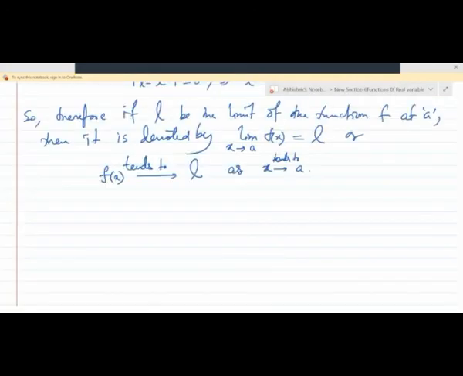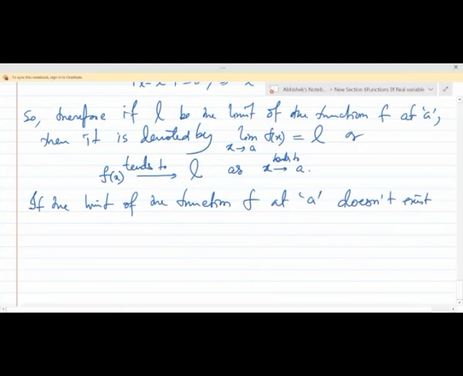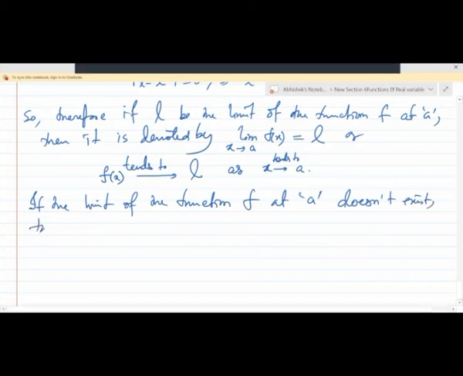So if the limit of the function f at a does not exist, maybe you can find no L which will be the limit of the function at the point a. There exists no L. I can give you examples. So if the limit of the function at a does not exist, then we say that f diverges at a.